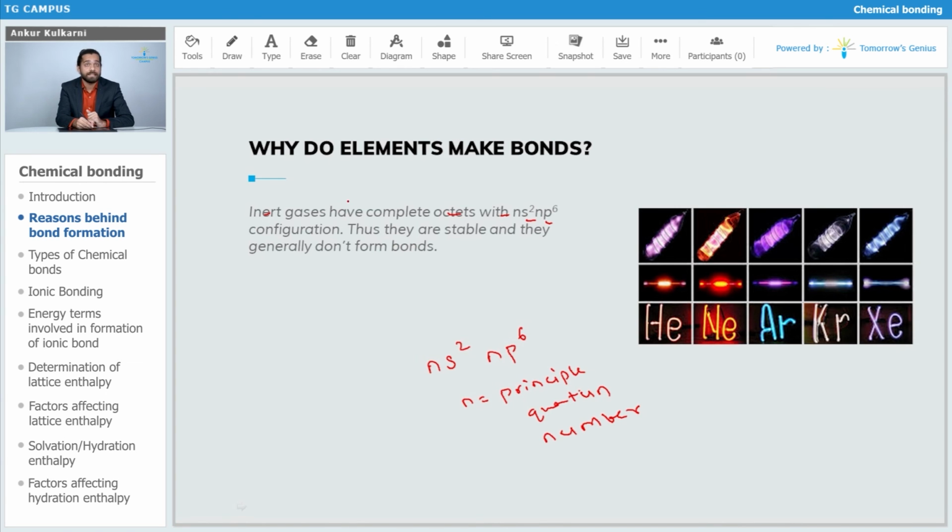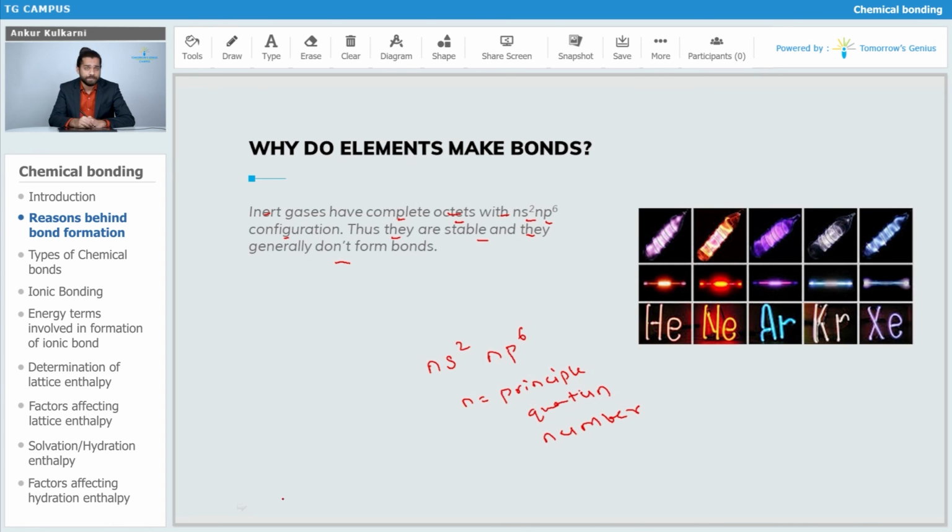So inert gases have complete octets, as we have just seen, with the ns2 np6 configuration, and thus they are very stable and they do not form bonds. You do not see noble gas elements forming bonds because all the shells of their electrons are completely filled, and hence the noble gas elements are stable.